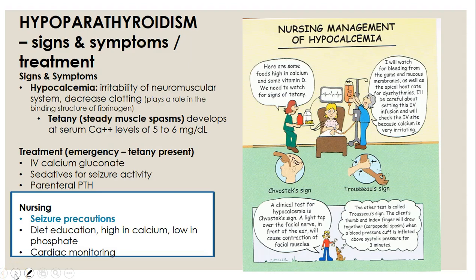Signs and symptoms: you're going to have irritability, the tetany, which is basically steady muscle spasms, and that usually is going to develop at serum levels that are between like 5 and 6. Treatment is going to be emergent when tetany is present. You want to give that patient IV calcium gluconate, sedatives for seizure activity, and parenteral PTH.